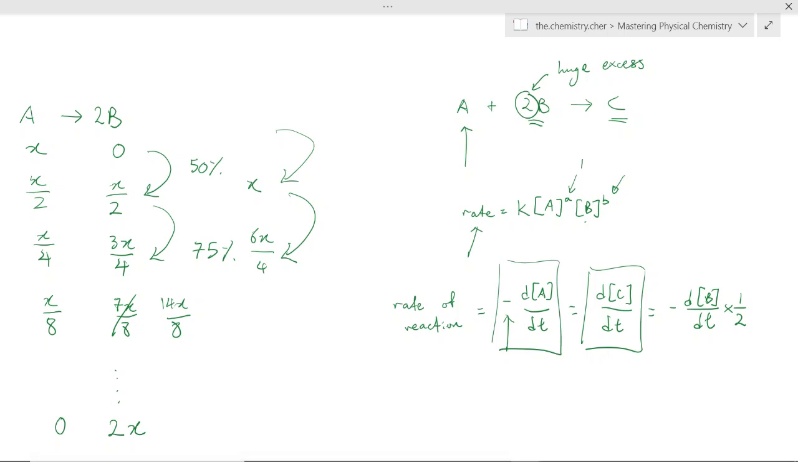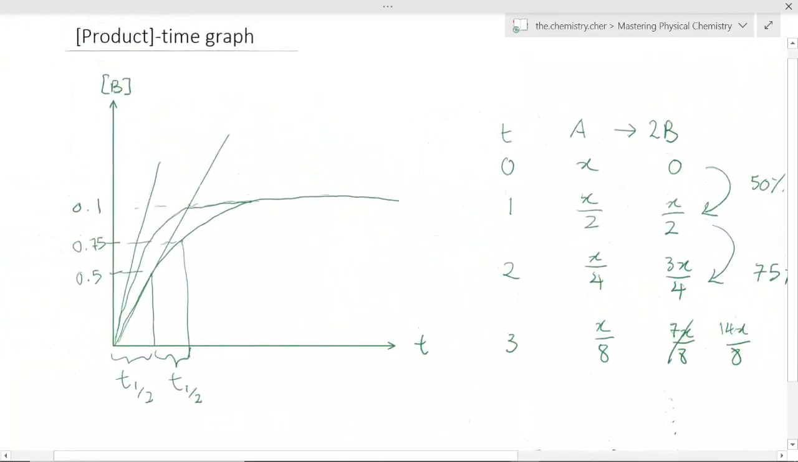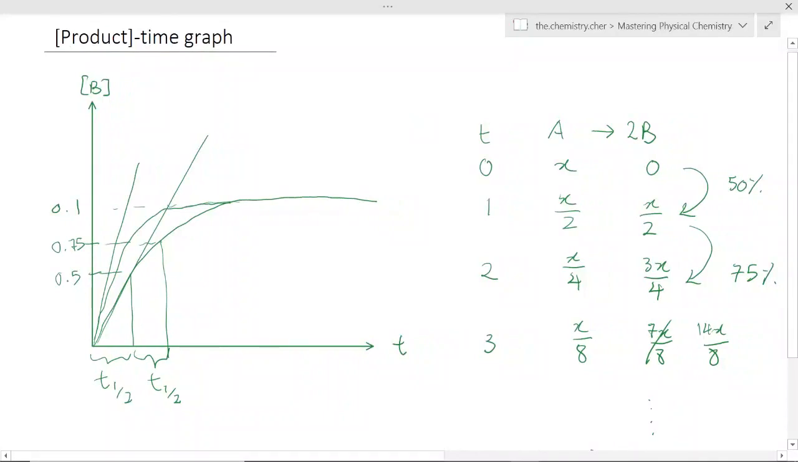That's why you can simply substitute the rate, which is the initial rate at time equal to 0, to find the order of reaction with respect to B. So this is the specific method for you to apply your pseudo-order reactions, and to apply your magic numbers of 50% and 75% to answer product time graph questions.